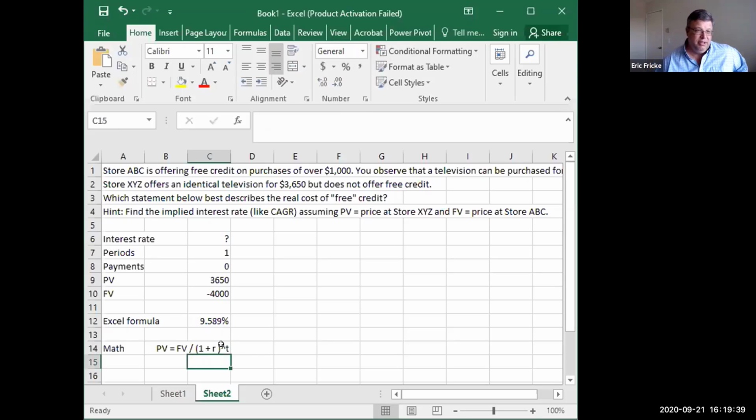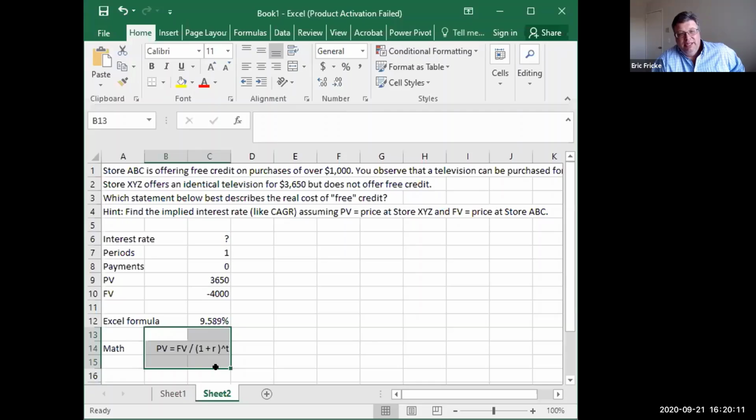So this formula right here that I'm highlighting, basically we're solving for R if we're going to do the math. And it's not too bad because we're only taking it to the power of t equals 1. So the algebra is going to be fairly simple. But once we start going to multiple cash flows and higher values of t, the degree of difficulty just goes up a little.